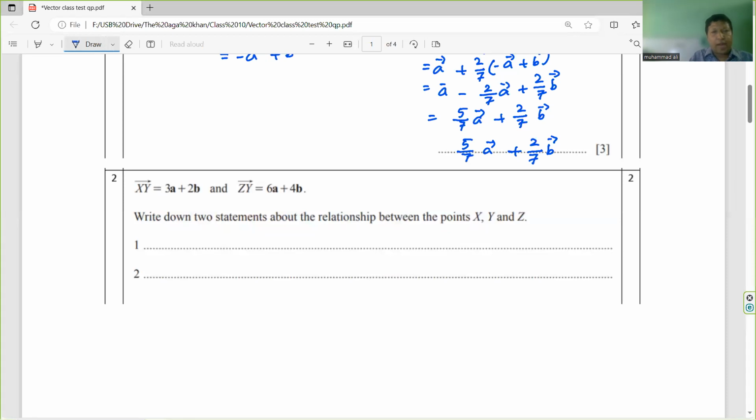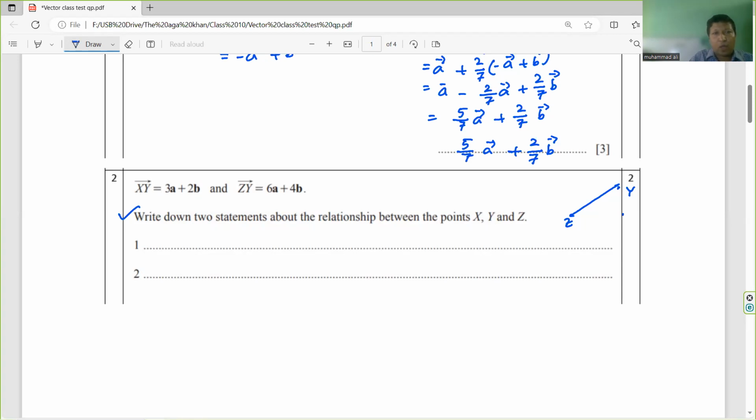Question number 2. XY equals 3a plus 2b and ZY equals 6a plus 4b. Write down two statements about the relationship between the points X, Y, Z. If you observe these, ZY is 6a plus 4b, and XY equals 3a plus 2b.